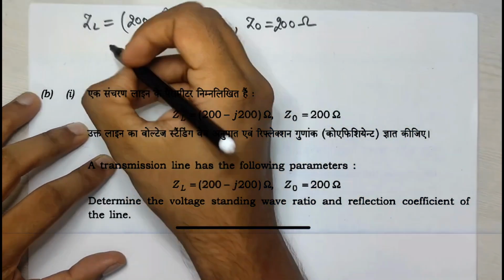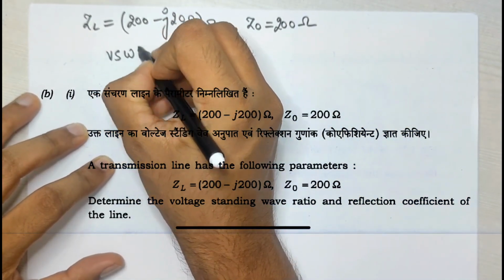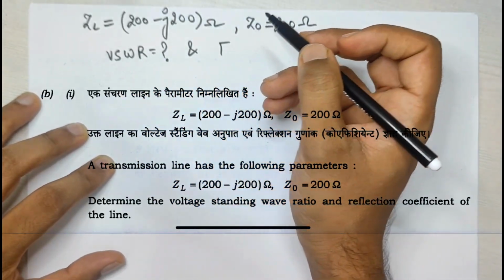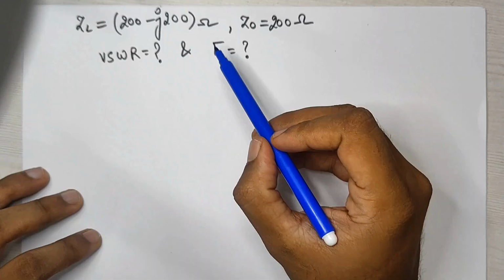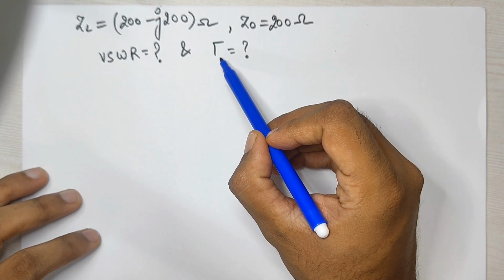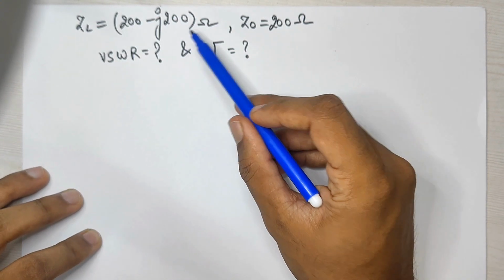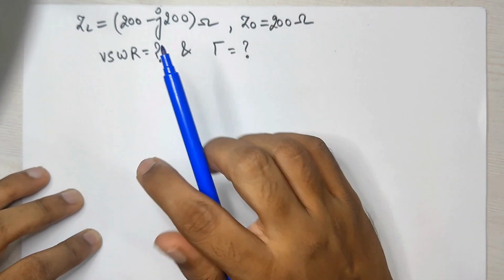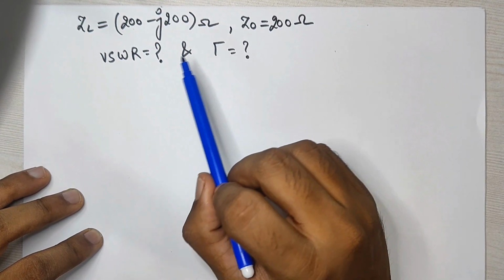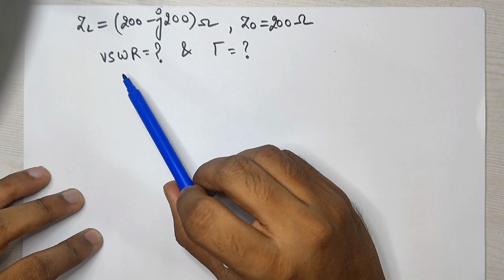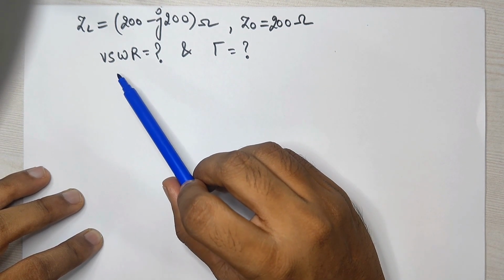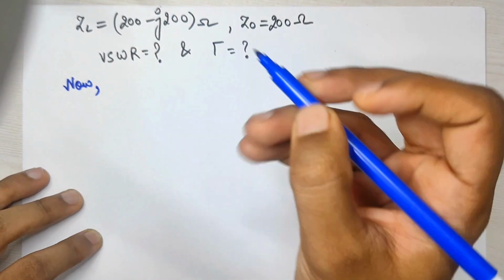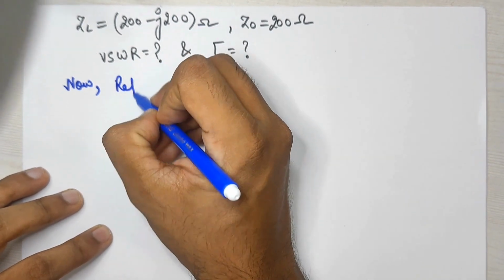And what we have to find? We have to find voltage standing wave ratio and reflection coefficient. Right. First, we will try to find out the value of reflection coefficient, as this is in the form of ZL and Z0. Once we get the reflection coefficient, we will substitute it in the relation between reflection coefficient and standing wave ratio in order to calculate the standing wave ratio. Right. Now, reflection coefficient.